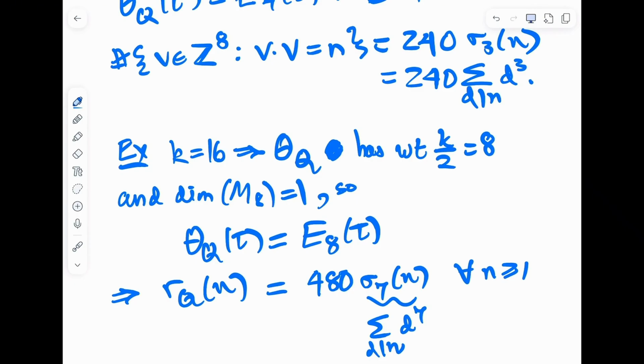Okay, so there's a whole lot more you could say about theta series. If you understand exactly which spaces of modular forms they're in, you can get relations among different theta series. Anyway, I'm a little over time, so that's a good place to stop.